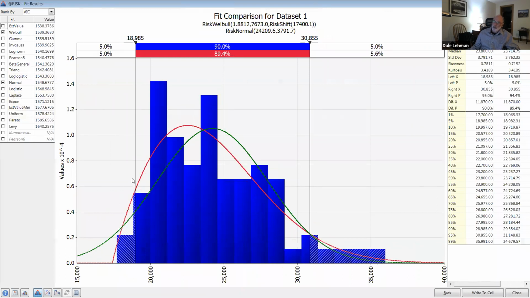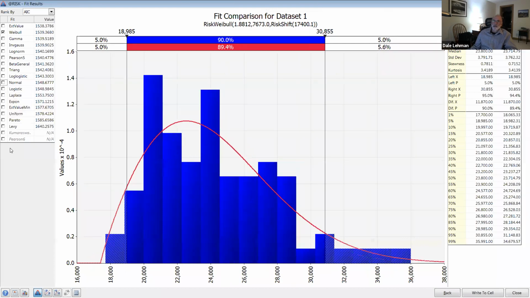The normal distribution is the green. And the green is not really a very good distribution. It has far too high a probability of getting a really junky car back after 3 years, and too low a probability of getting a good quality car back. And it's symmetric when in fact the blue bars are not symmetric. So I wouldn't want to use that.